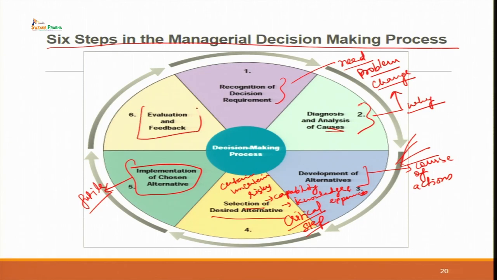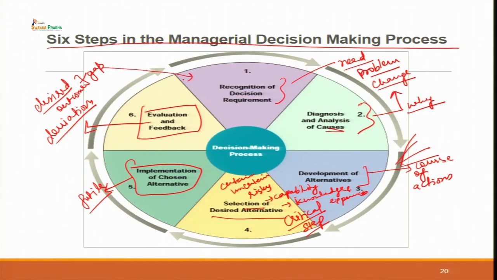After implementing, unless we go for evaluation and feedback, the process is not complete, because this is the time where we can identify any kind of deviations from what we had actually desired by choosing this alternative, and what the actual outcomes are, and whether there is any gap between the two. This gap will help us to make some amendments and probably go to the first step to recognize whether the decision requirement was appropriate, or in the process of this whole decision making, was there any step that went wrong because of which this gap has occurred. So, we need to identify that and try to fill in that gap and rectify the same.